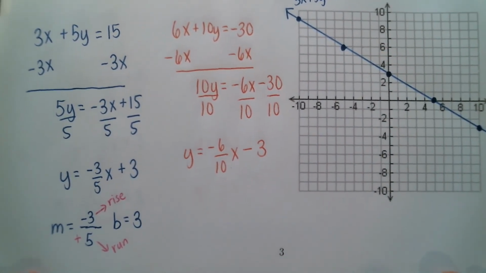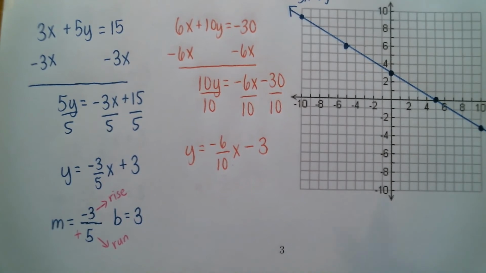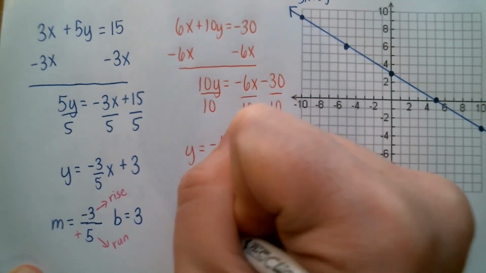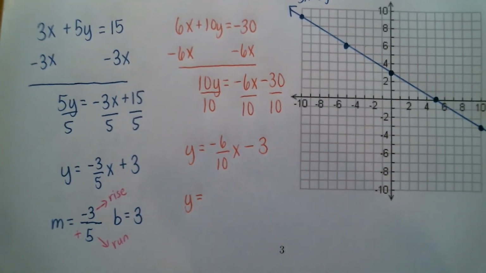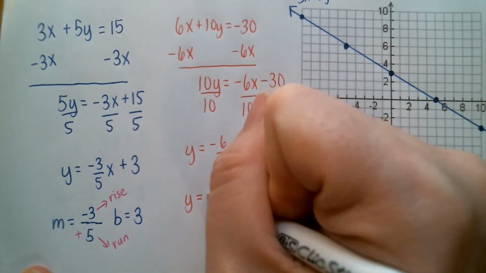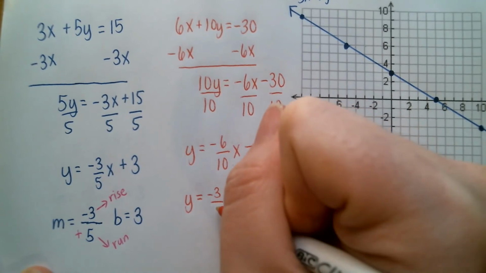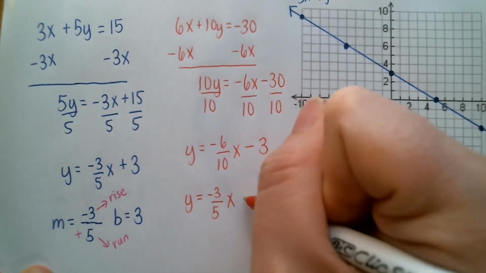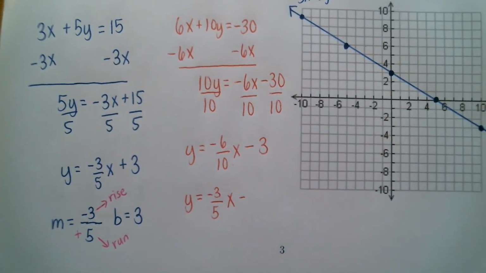Then I'm going to go one step further. Notice that negative 6/10 actually reduces. Both of those numbers are divisible by 2. So negative 6 divided by 2 is negative 3, and 10 divided by 2 is 5. And so my slope reduces to be negative 3/5.